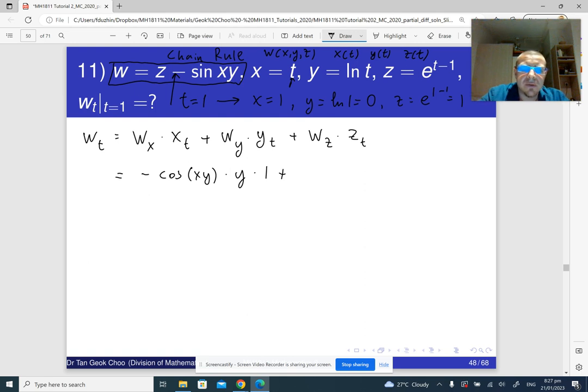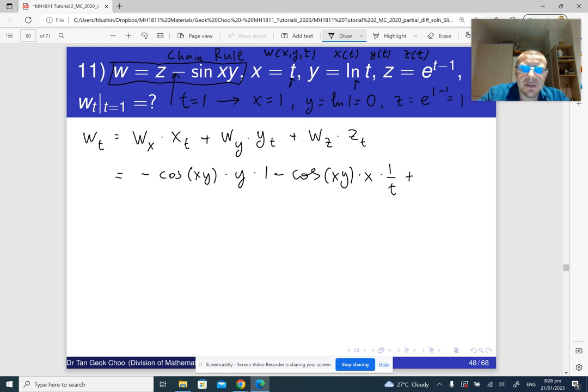Plus the derivative of W with respect to Y. Again we differentiate W, but now with respect to Y, for the same kind of reasoning. We get minus cosine of XY, but now times X, times the derivative of Y with respect to T. And Y is ln t, so it's 1 over t.